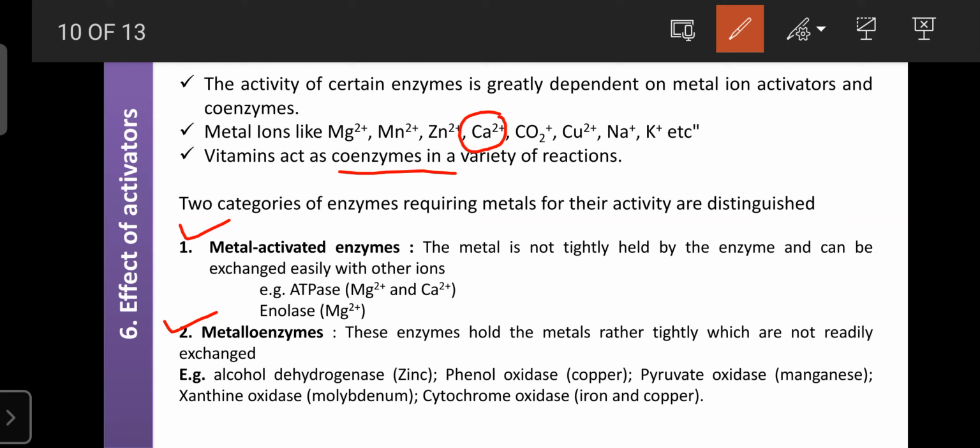These enzyme activities depend upon these particular types of metal ions. If the metal ion decreases, the enzyme activity also decreases. If it increases, the enzyme activity also increases. Like that, enzyme activity depends upon certain activators, maybe metals or maybe vitamins.